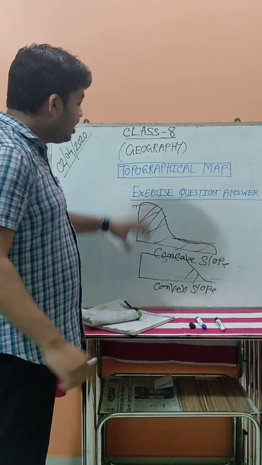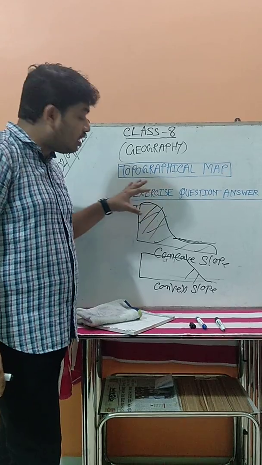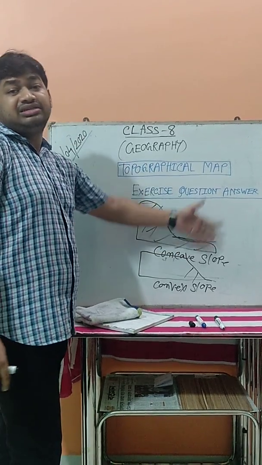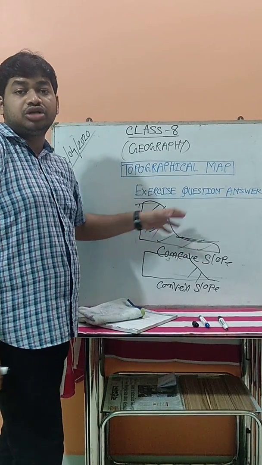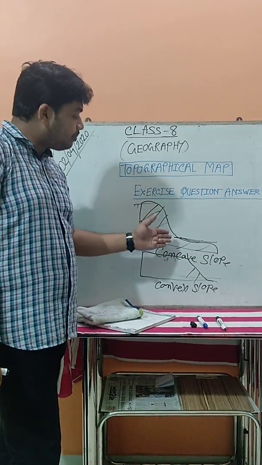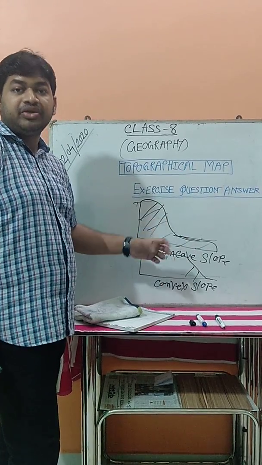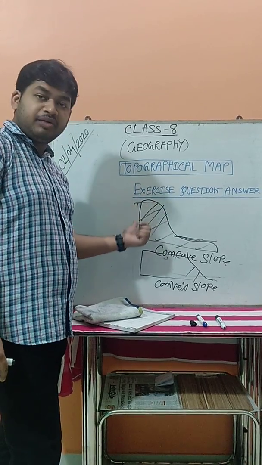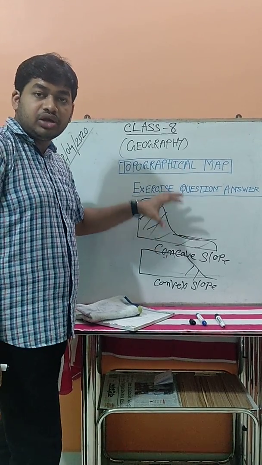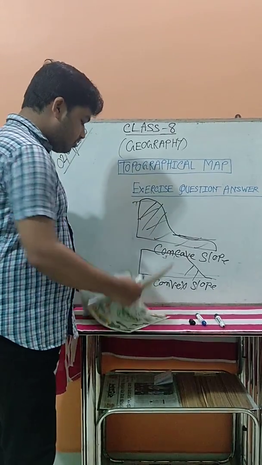What is the difference? In the concave slope, the sloping area is in the upper part and the lower area is flat, and in the convex slope, the upper area is flat in nature. In the concave slope the contour lines are very close to each other in the upper portion, and in the convex slope the contour lines are very close to each other in the downward portion.